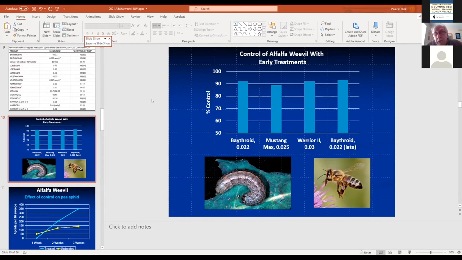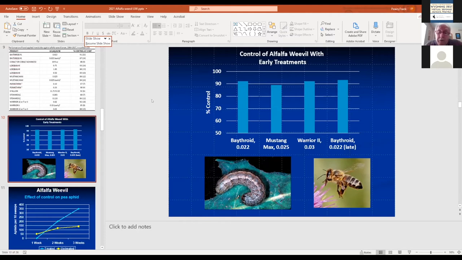So this graph summarizes, I believe, about 6 years of data. And you can see three different pyrethroid treatments applied early. This is about a month earlier than you would be applying for alfalfa weevil, compared to a conventionally timed bathroid treatment. And all of them perform very well and give you about 90% control.